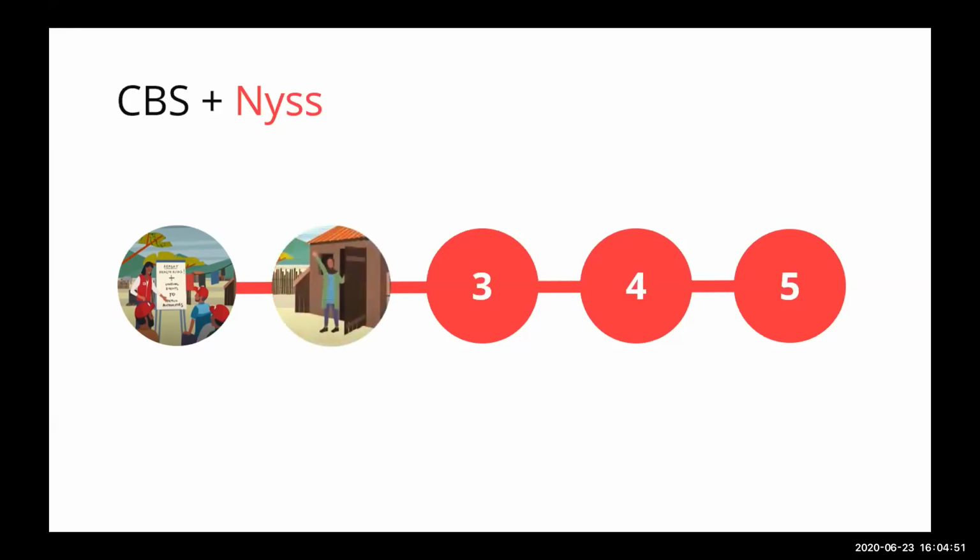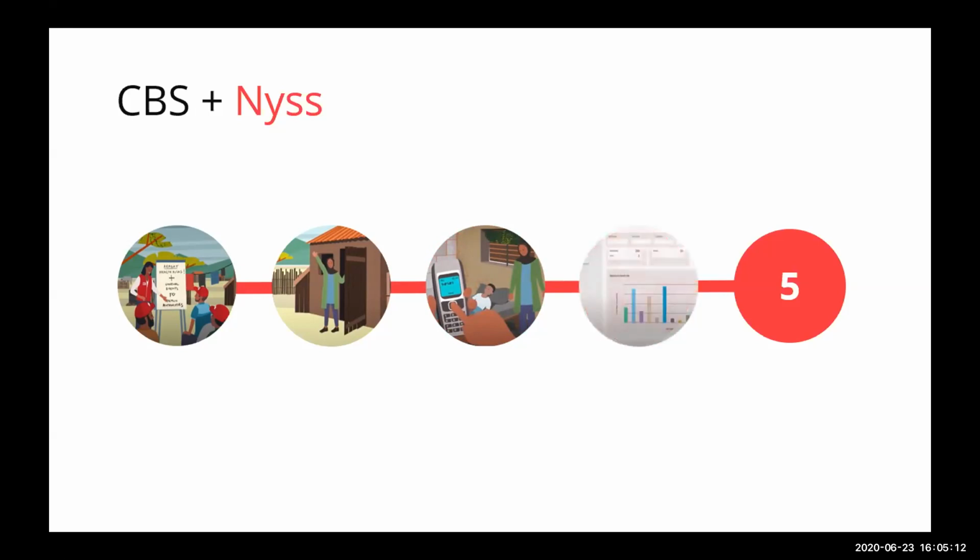Then the community notifies the volunteer when someone is sick. The volunteers go to the community member and assess whether this matches the community case definition, while also providing first aid, community health messaging, that sort of thing. Then NIS aggregates and analyzes the data, and if enough reports come from a certain area or within a certain time frame, the Ministry of Health is automatically notified to respond.